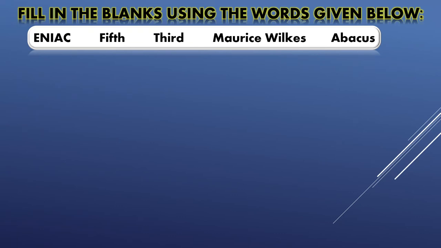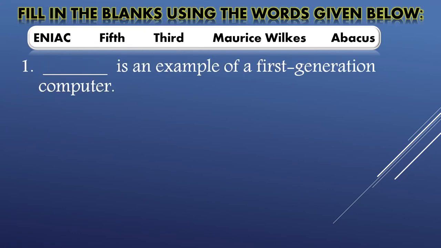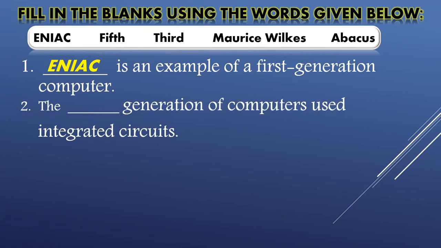So over here, I have used fill in the blanks using the words given below. The words given are ENIAC, fifth, third, Maurice Wilkes and abacus. Dash is an example of a first generation computer. ENIAC will be the answer. The dash generation of computers use integrated circuits. You have to specify the generation of computers which use the IC. That is the third generation of computers.